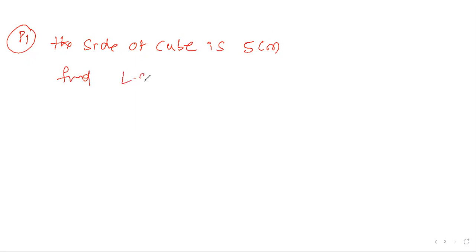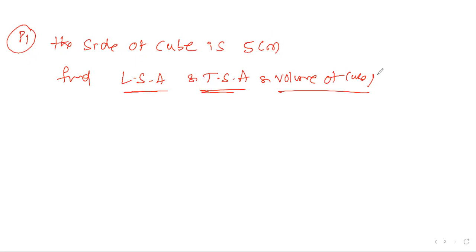Problem number 1: the side of a cube is 5 centimeters. Find the lateral surface area, the total surface area, and the volume of the cube. This is the question. The side of a cube is 5 centimeters, and you need to find the lateral surface area, total surface area, and volume of the cube.